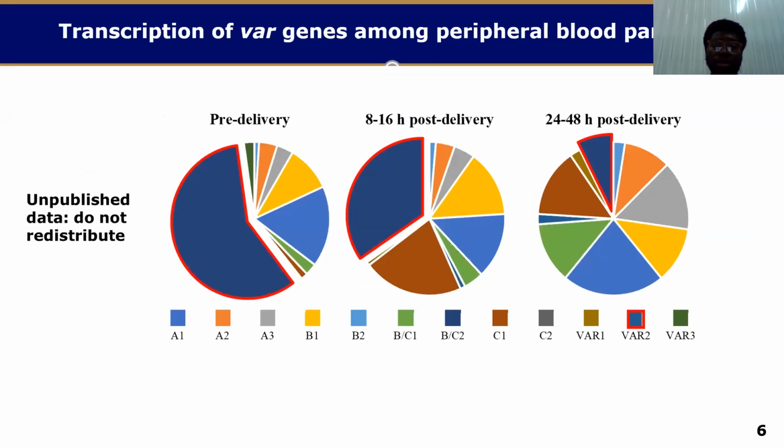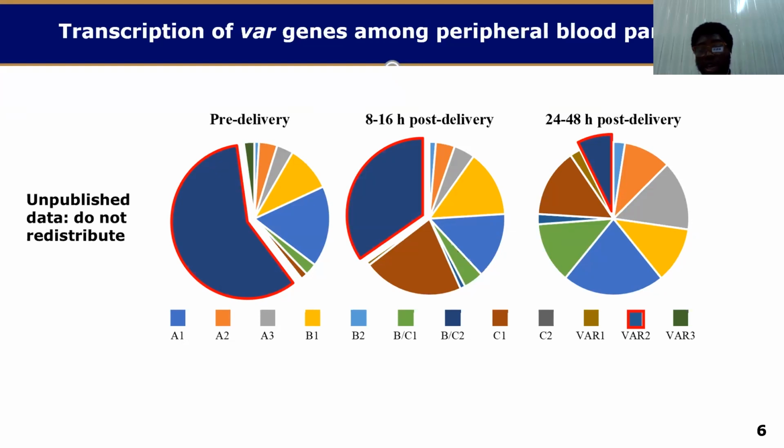Next, we looked at the whole var repertoire, the transcript abundance from the pre-delivery to the post-delivery period. The color codes show the individual var groups shown in the legend below. Pre-delivery, like our hypothesis, the majority of the parasites were VAR2CSA-expressing parasites. In the post-delivery period, within 8 to 16 hours, the abundance of parasites that transcribed VAR2CSA had reduced. By 24 to 48 hours, even fewer parasites transcribed VAR2CSA.